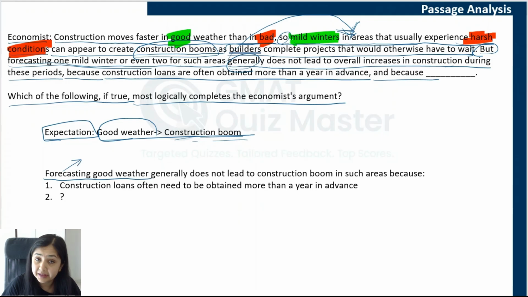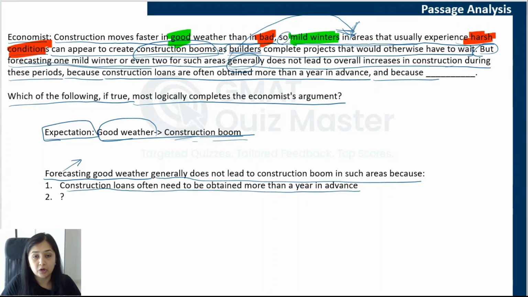Now, forecasting means predicting. So this is prior information. So this kind of forecasting generally does not lead to a construction boom in such areas because one reason given is construction loans often need to be obtained more than a year in advance. Now, before jumping into the second reason, let's understand this first reason. This is a requirement that the construction loan needs to be obtained more than a year in advance.